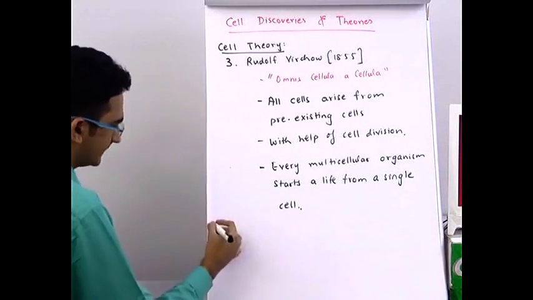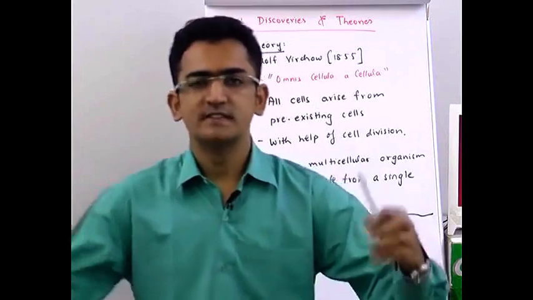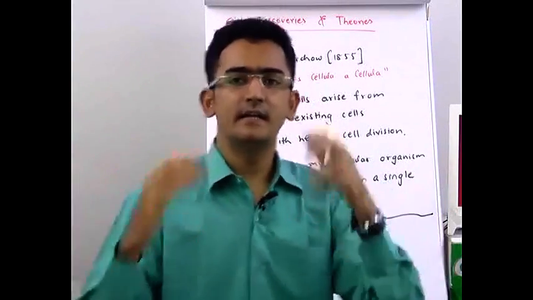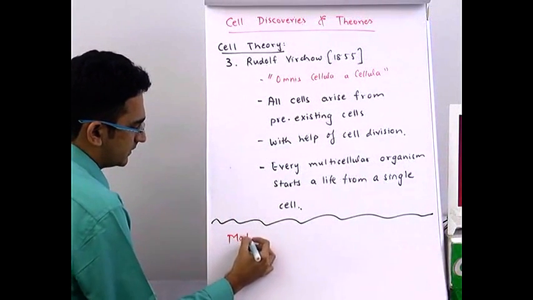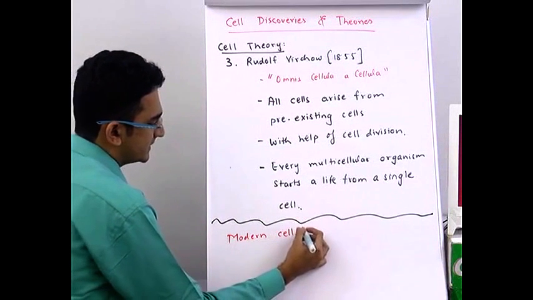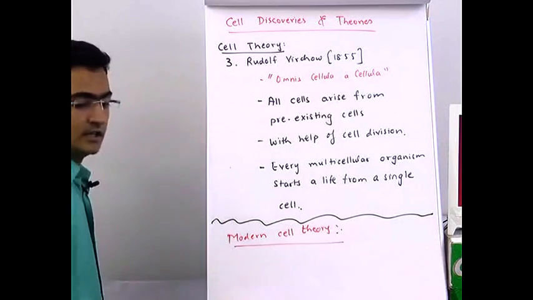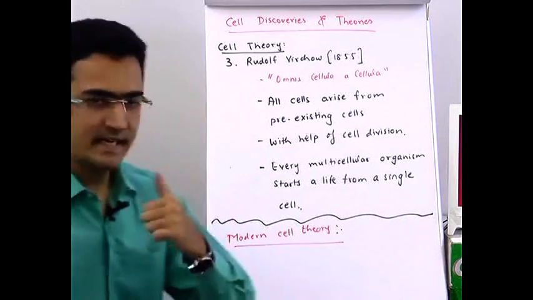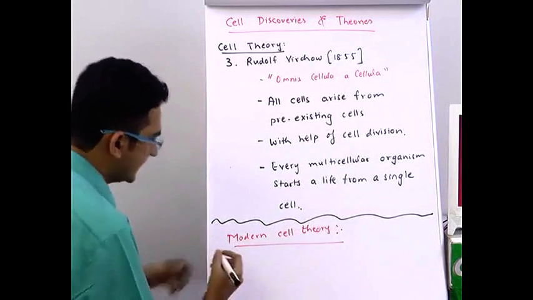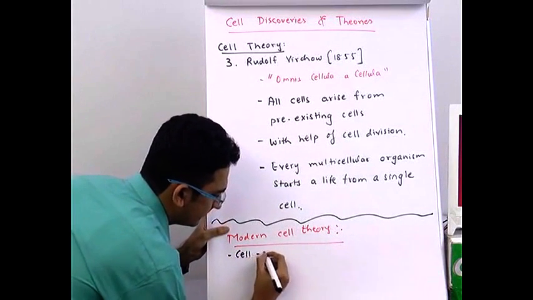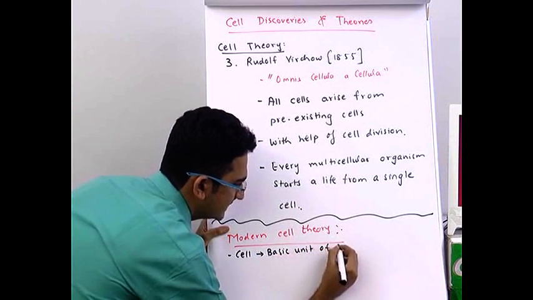And then finally, all this understanding was clubbed by a committee which gave a theory which is called as the modern cell theory. Okay, so you must know what is modern cell theory. Modern cell theory said it's a combination of everything that we've studied till now. It said that cell is the basic unit of life.